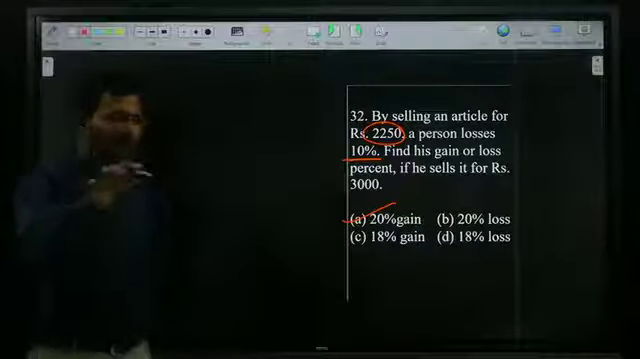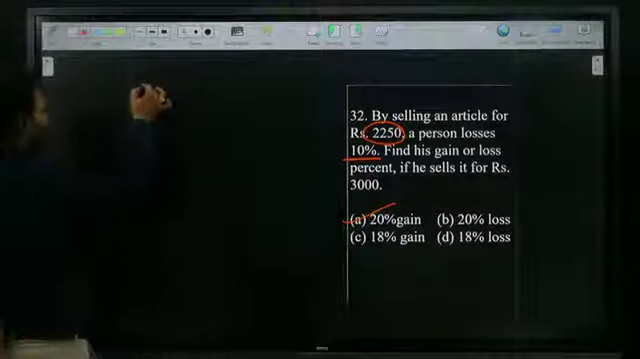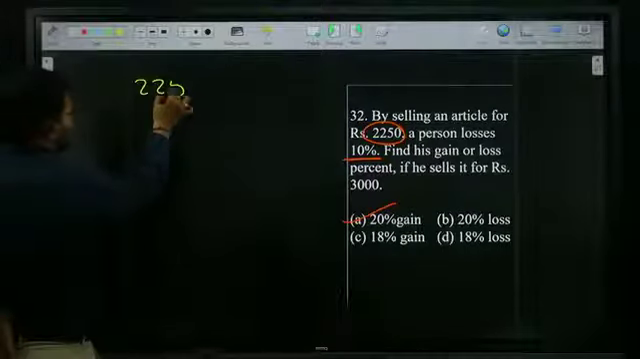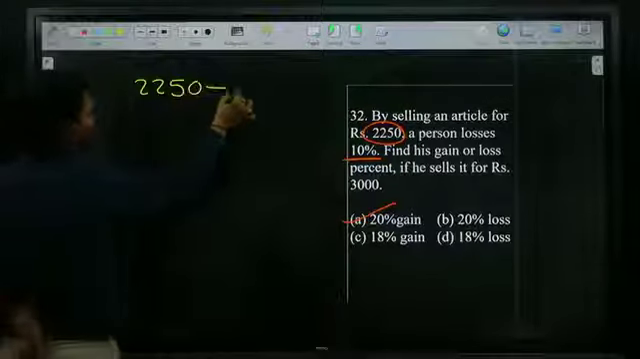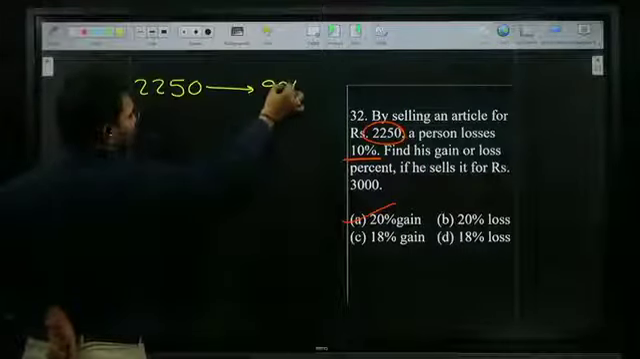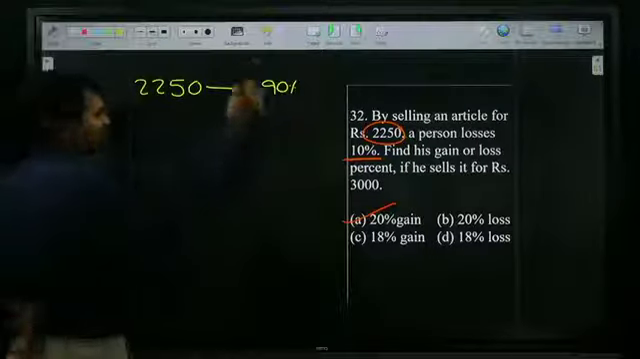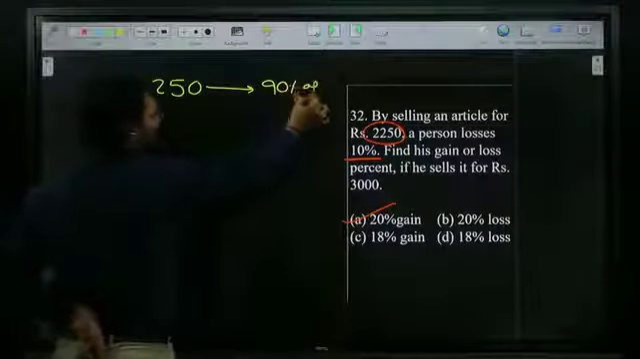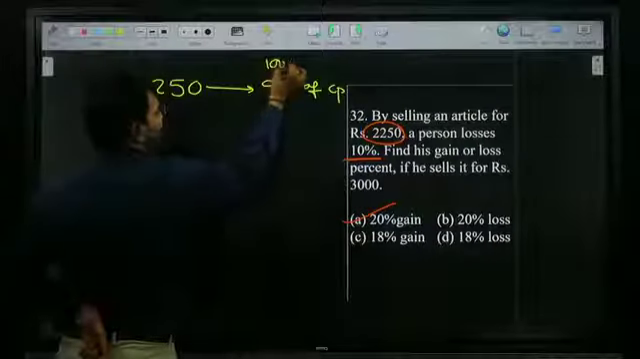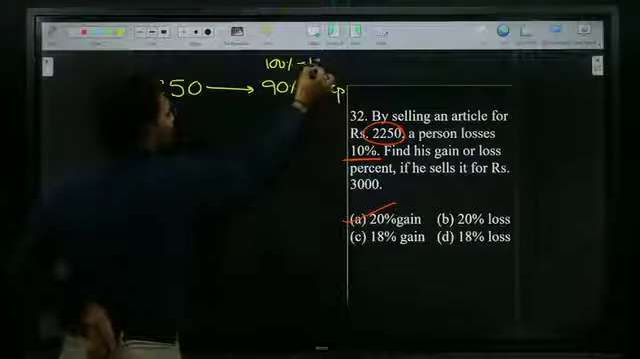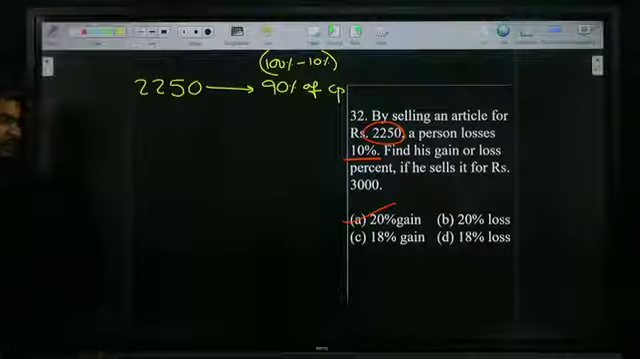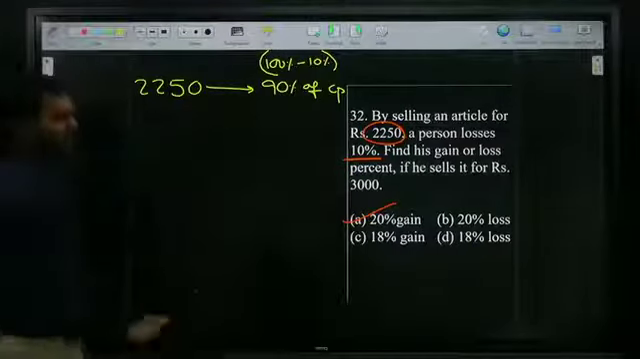All of you clear? Once again I will explain. Whenever he is selling for 2250, it is a 10% loss. A 10% loss is nothing but 90% of CP, because 100% CP is there. So 2250 is nothing but 90%.